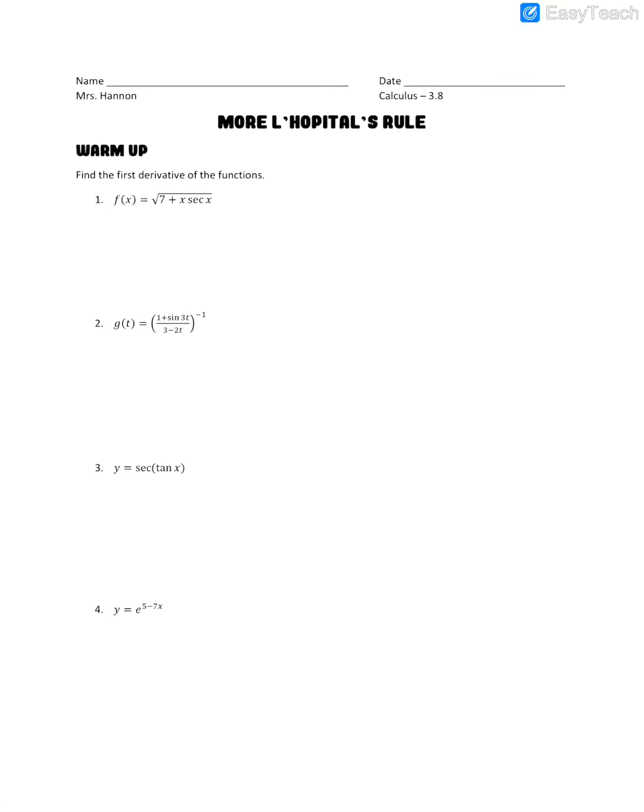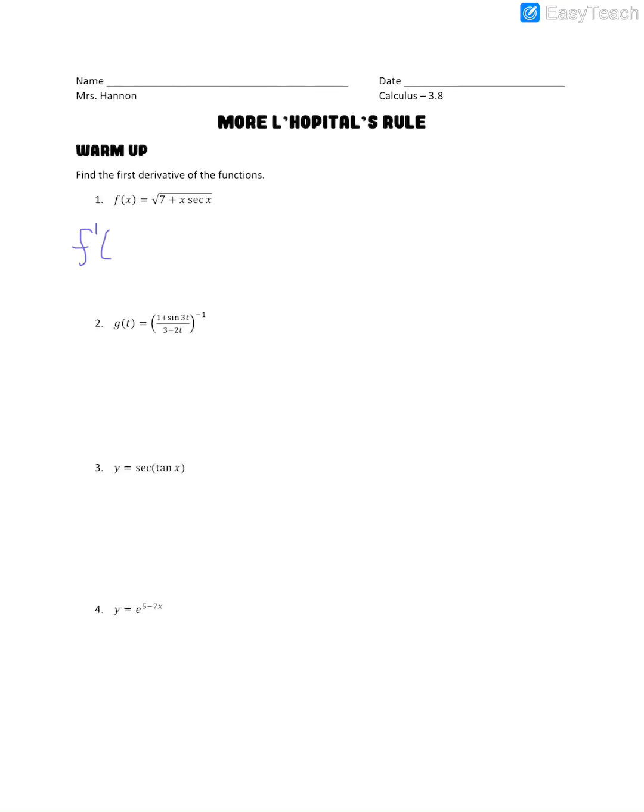Hey guys, we're going to do 3.8, so go ahead and try your warm-up, but you're just finding the first derivative of the functions. These are a little bit more difficult than just the basic derivative. We have some chain rule, quotient rule, stuff like that going on. All right, so number one, this one is going to be chain rule and also product rule.